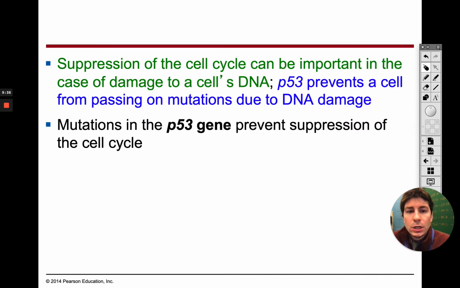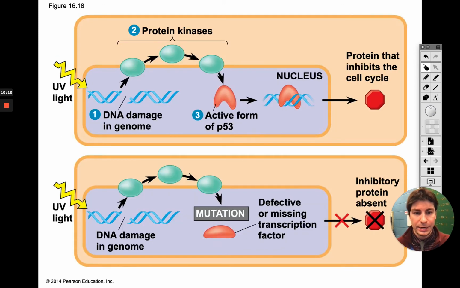So p53 prevents the cell from passing on mutations due to DNA damage. The p53 gene is an activator for a bunch of other genes. So p53 activates a bunch of other genes to get expressed. So if we have a mutation in p53, it prevents the suppression of the cell cycle, meaning since it's an activator for other genes saying, okay, now you can form, okay, now you can form, instead those other things are going to be forming a lot more if there is a mutation. Okay?